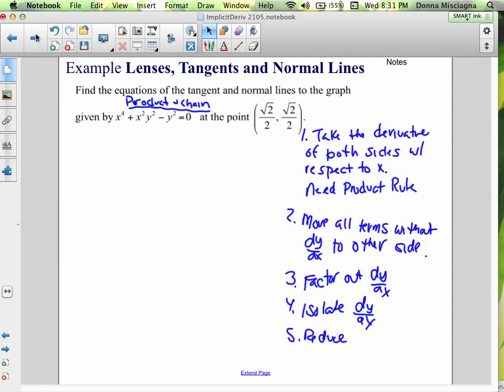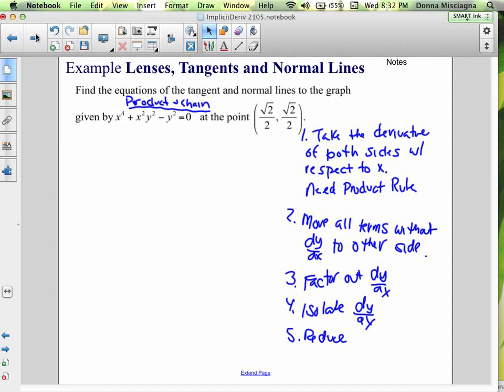And we can find that by just finding the slope of the normal line, which is the same slope but negative reciprocal. All right, so here is the equation for that lens: x to the fourth plus x squared y squared minus y squared equals 0, at the point square root of 2, 2.